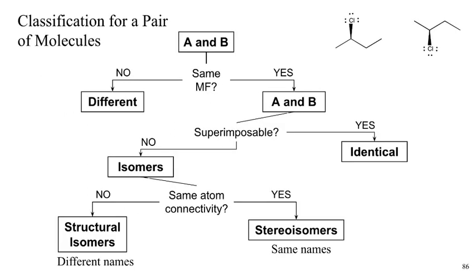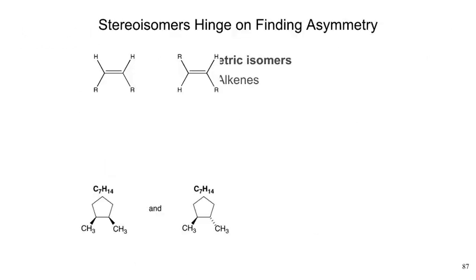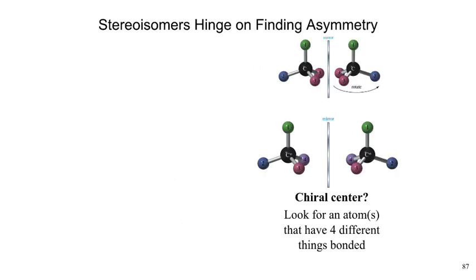Okay? So we've got our classification scheme, which we've gone through before. Our stereoisomers, again, are hinging on finding asymmetry. And this is the big difference. This is where we're looking at our chiral centers, our chiral atoms. We're looking for an atom that has 4 different things bonded. That's our signifier. That's what we need. As soon as we've found that, we now have a chiral atom. Okay? That chiral atom can manifest to make the structure chiral. It does not have to.